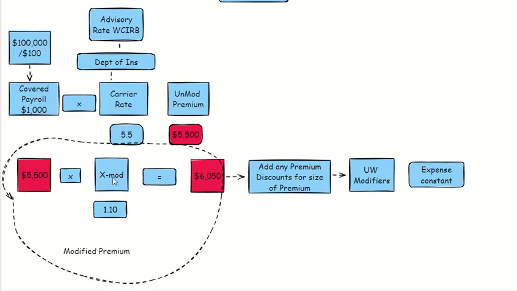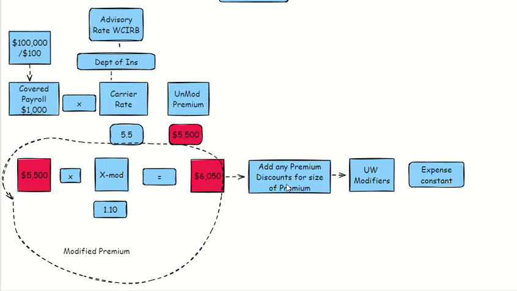$5,500 times the XMOD, and that's a way of penalizing you or rewarding you for good safety practices. In this case, they must have had a few injuries. They're not average, so average would be 1.0. So they're penalized with a 1.10. So their unmodified premium gets increased to a little over $6,000. This is called your modified premium.